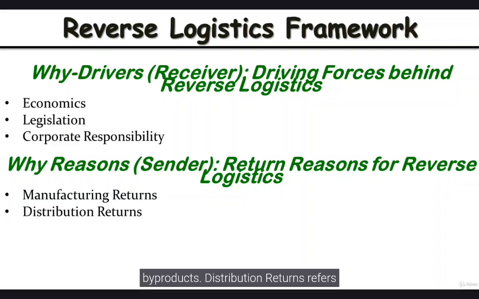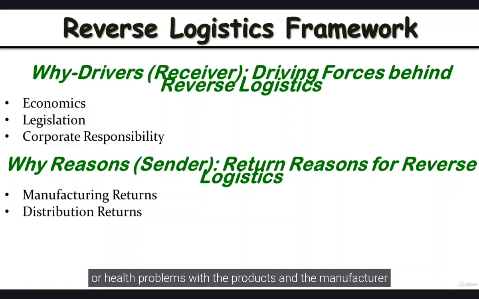Distribution returns refers to all those returns that are initiated during the distribution phase. It refers to product recalls, commercial returns, stock adjustments, and functional returns. Product recalls are products recollected because of safety or health problems with the products, and the manufacturer or a supplier usually initiates them.